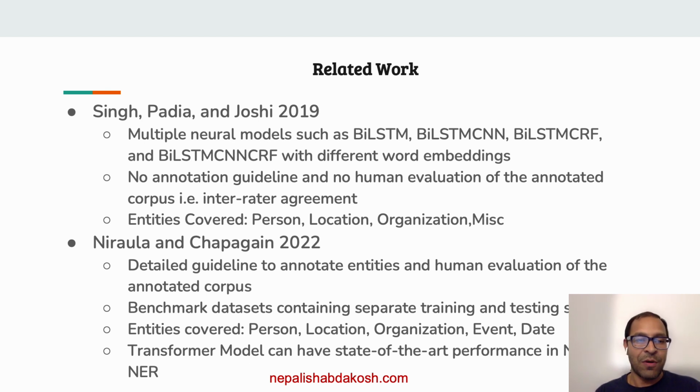The closest work to ours is actually our prior work, which we did in 2022. In this work, we created a detailed annotation guideline and defined 5 different entities: person, location, organization, event, and date. And then we also trained several state-of-the-art transformer models, and that is the closest work to ours. Just to recap, if you have not read that paper, this paper provides the largest dataset ever for extracting named entities from Nepali news. So please have a read of that if you are interested.